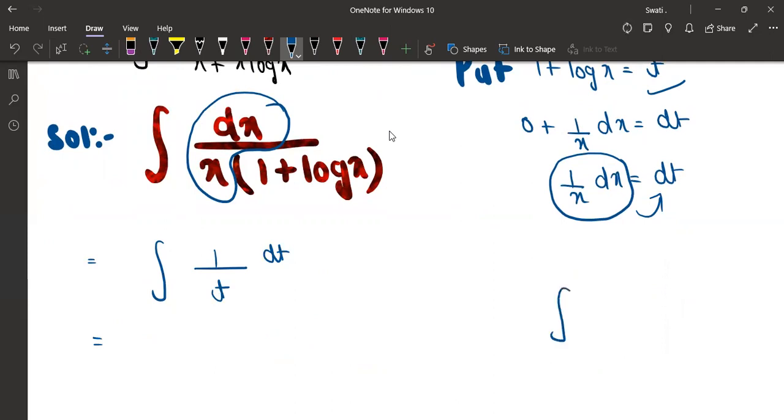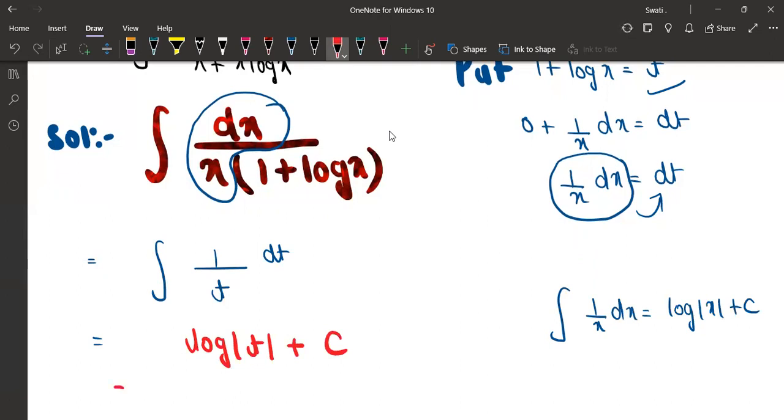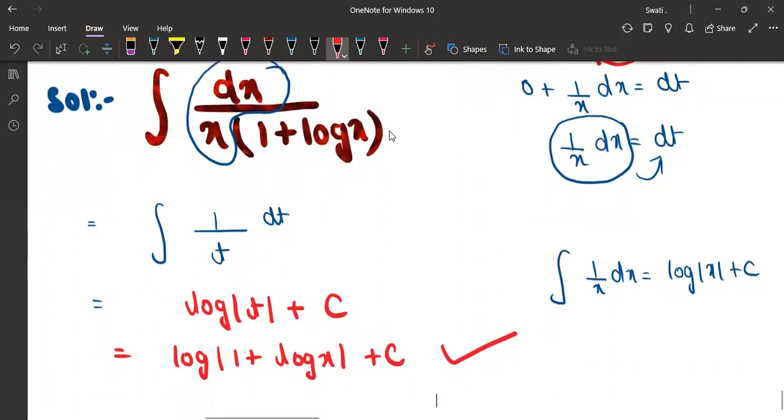Now, we know that the integration of 1 upon x dx is log mod x plus the constant of integration. So, using this particular formula, what will this become? This will simply become log mod t, plus the constant of integration, that is c. But what is the value of t? The value of t we have taken here as 1 plus log x. So it will become log of mod 1 plus log x, and then plus the constant of integration. And that is our final answer.